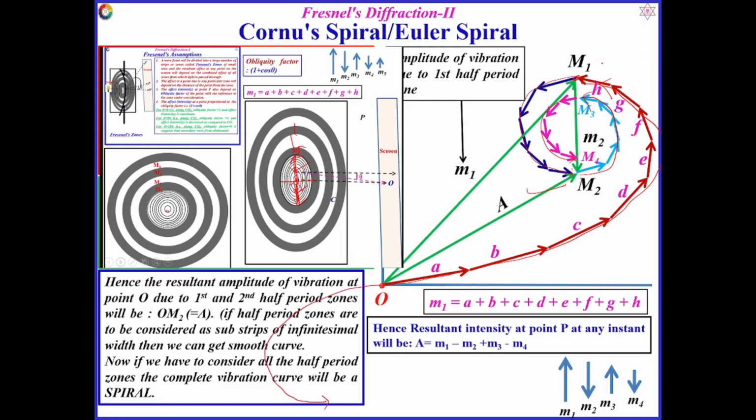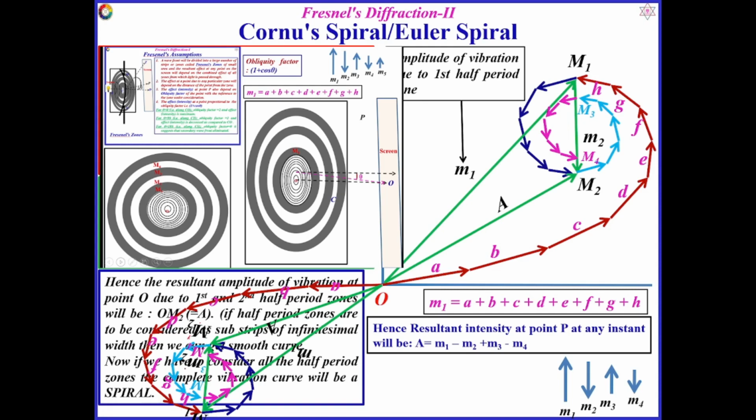If this one is your M1, here we can get M1 prime, right? Now for the upper half of the second half period zone, we have to find from M1 to M2. So like this we can find M1 prime to M2 prime, then M2 prime to M3 prime. Okay, like this. Here M1 prime, then this will be M2 prime, then this will be M3 prime, this will be M4 prime.